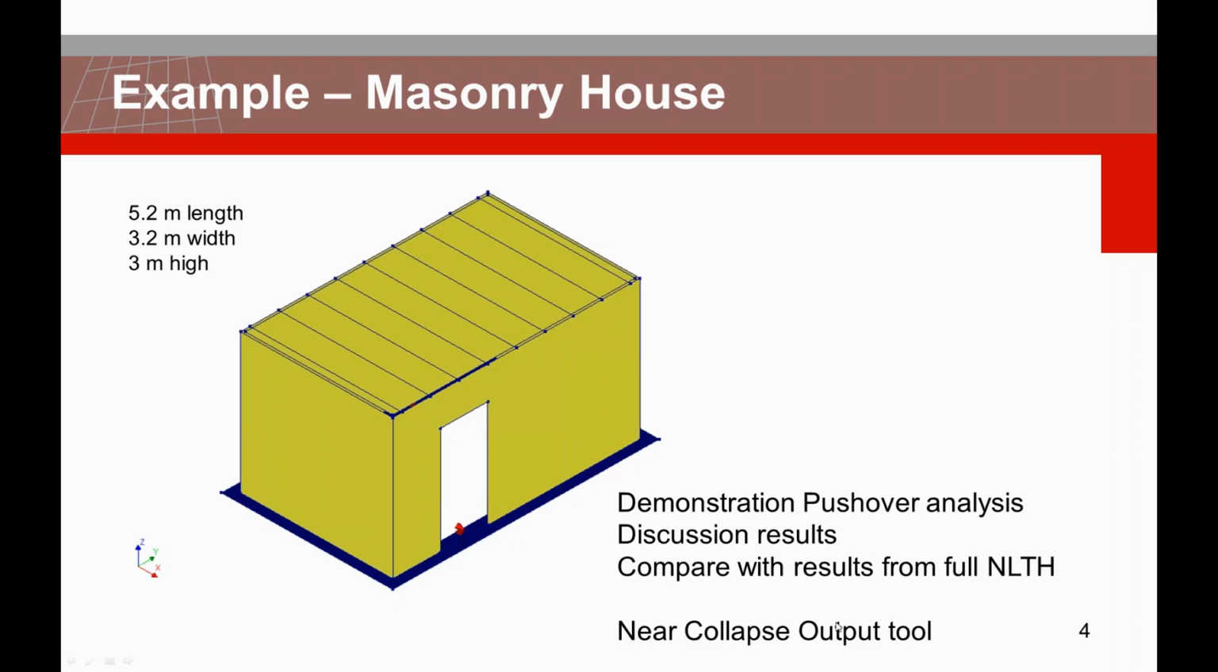Also, one thing I want to highlight is the near collapse output tool that is available in DYANA. It's a tool that retrieves the results for the step immediately before divergency, even if it does not correspond to any of the steps initially asked for output. And this can be a great advantage for analyses that have a large number of load or time steps.